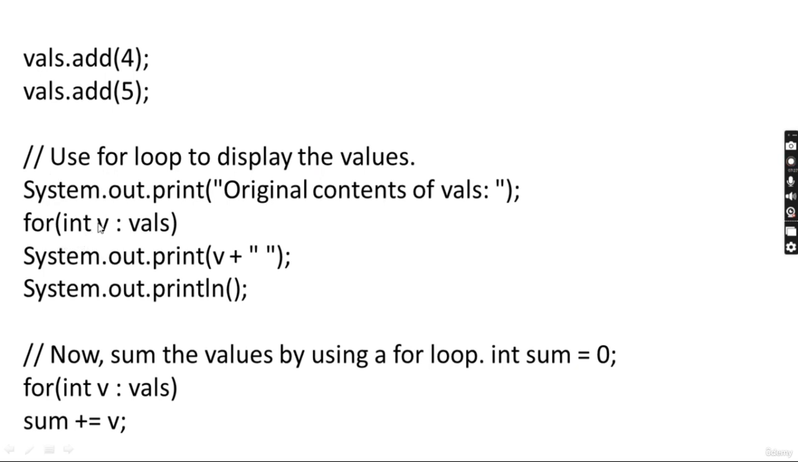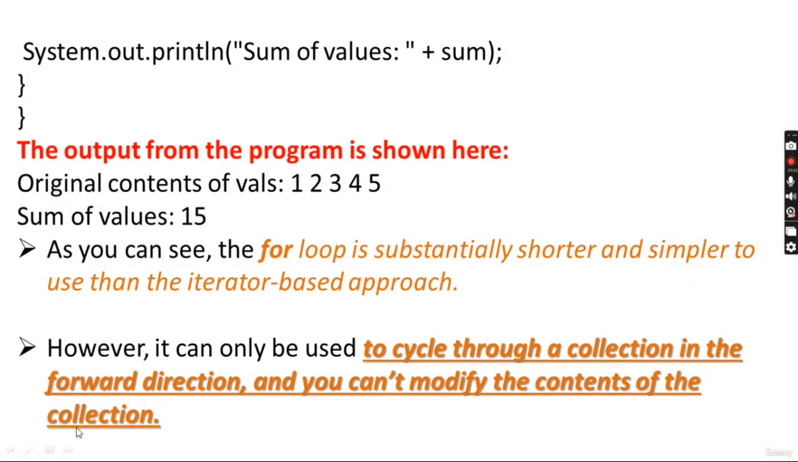For each element v of type Integer in the collection vals, we are displaying the element plus a space, and whatever the output is, it is displayed here. All the elements are displayed in this case, and in this case all the elements are summed up. First the elements are displayed: 1, 2, 3, 4, and 5, and the sum of values, 15, is displayed. The for loop is substantially shorter and simpler to use than the iterator-based approach, because it is very simple.